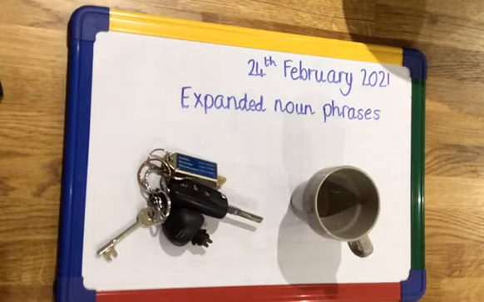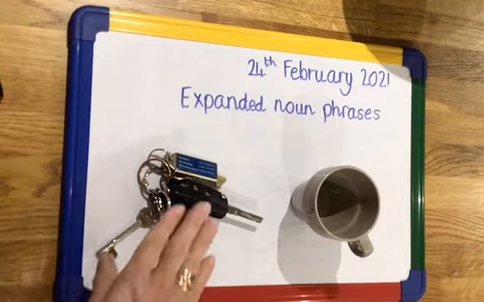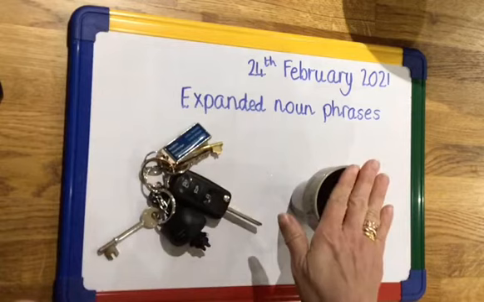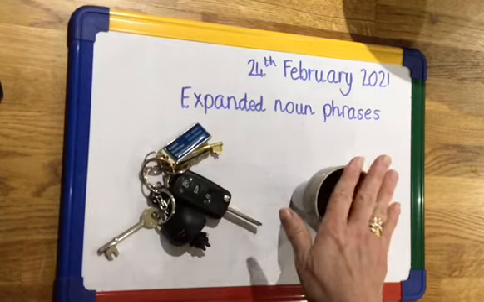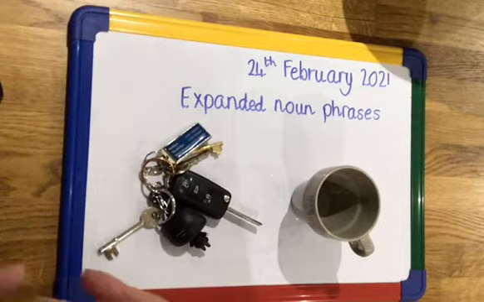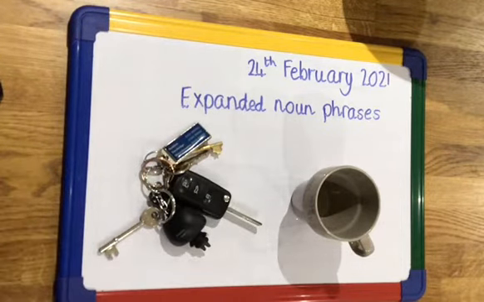So if you think back to all the work we've done in class, a noun is a person, place or thing. So keys is a thing, so it's a noun. Cup is a thing, so it's a noun. Teacher is a person, so it's a noun. A place like school or a town like Starbridge, they are nouns.